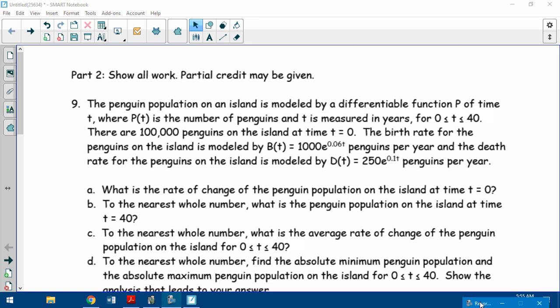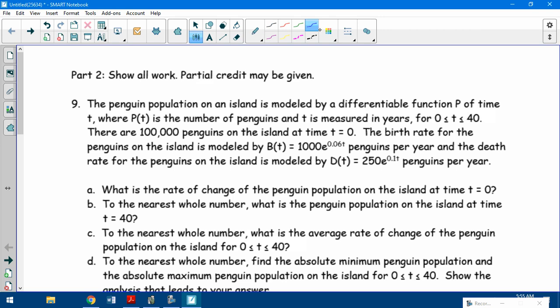The birth rate for the penguins is modeled by B of t, penguins per year, and the death rate is modeled by D of t, penguins per year. So this is one of those rate in, rate out type questions. Be careful so that you understand what you actually have here. We have P of t, which is the penguin population.